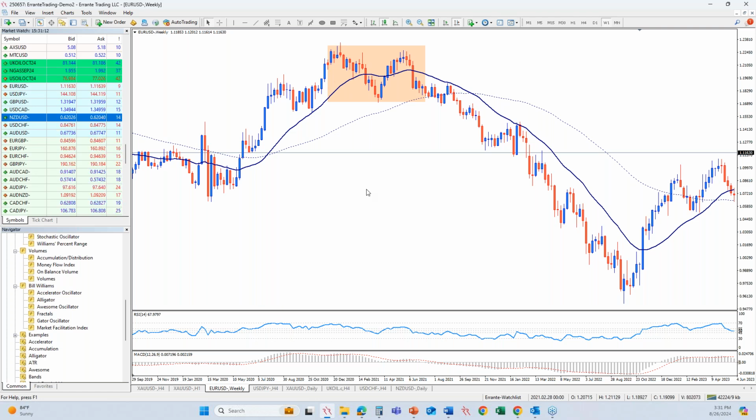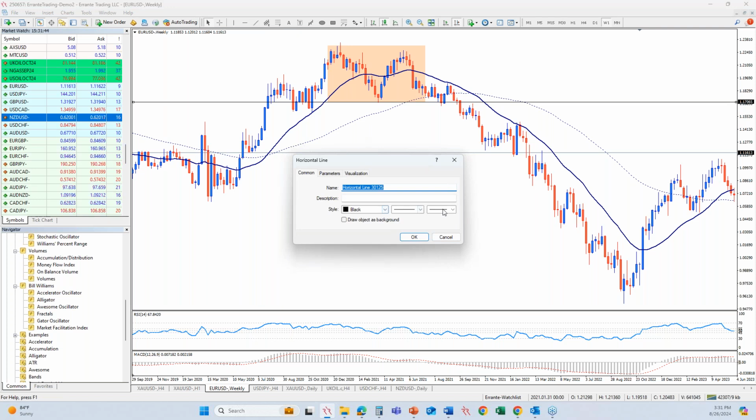Let me mention some of the most common rules here. First, symmetry. Both peaks should be at approximately the same level. The symmetry indicates that the resistance is strong and that the market has tested this level twice without breaking through. Then, the pattern is only confirmed when there is a clear break below the neckline. So that's the way we can confirm this pattern here.